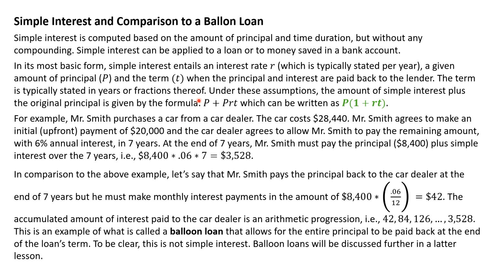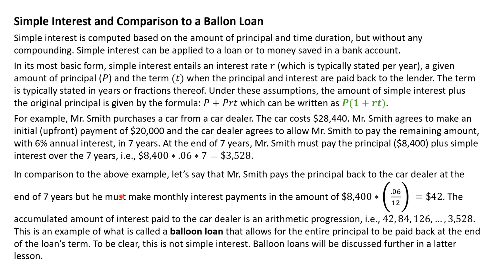And we compute that with this part of the formula here. So it will be the principal times the yearly interest rate, and then it's 7 years. And so that comes to $3,528. I have another type of loan that's different from simple interest. It's called the balloon loan, but just in terms of comparison, I'll give you that example here. And then in a future lesson, I'll talk more about balloon loans in a little bit more detail.